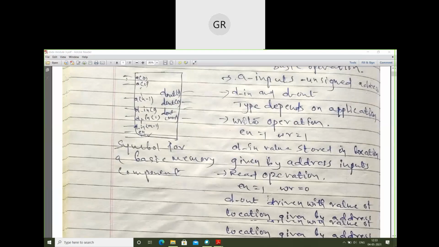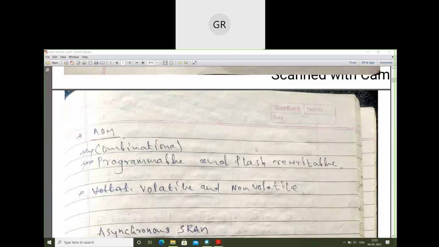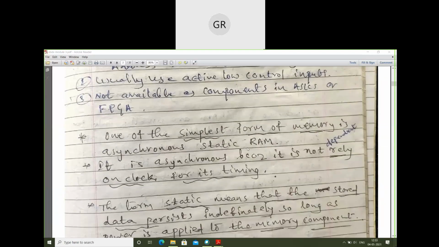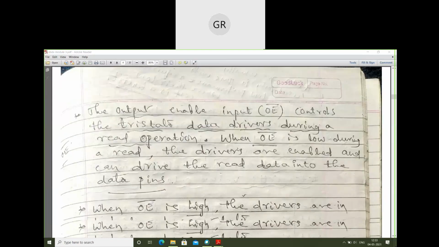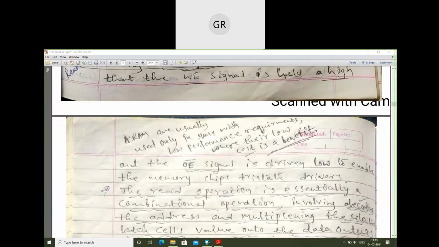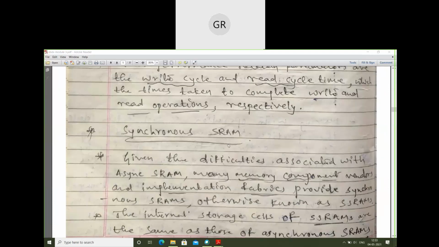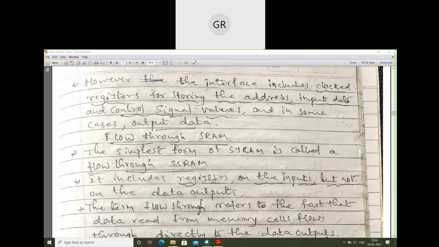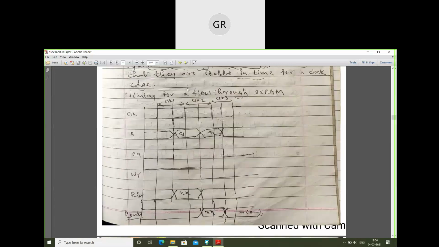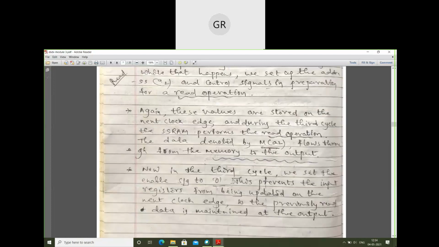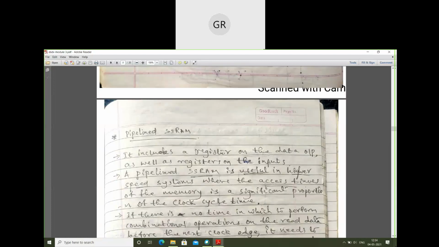In the previous class, we discussed synchronous SRAM. In that, we already discussed flow through SRAM. What is the use of flow through SRAM? Here, this is the flow through SRAM. Next one is pipelined SRAM.